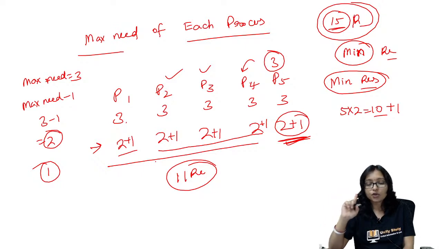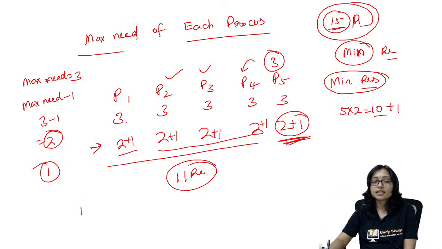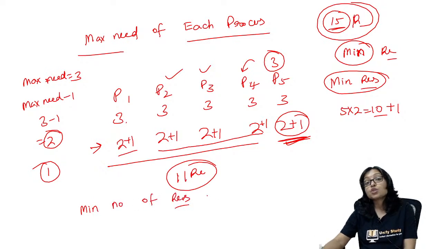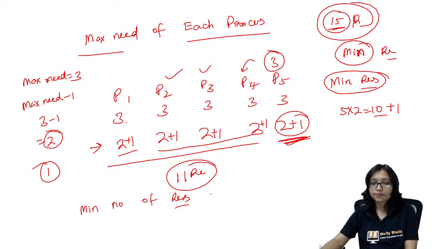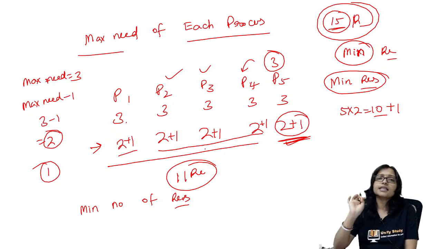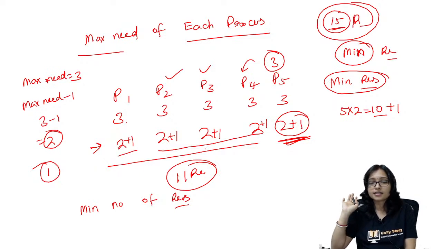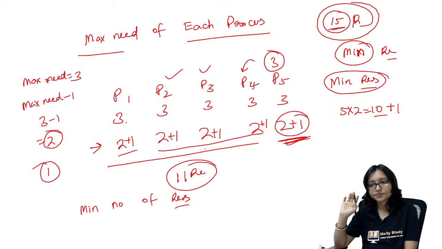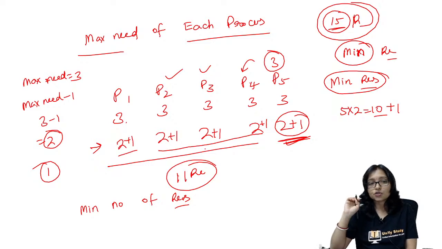This is the one question when they are asking the minimum number of resources required so that the system will be deadlock free. And just in this way you have to do the answer. Is it clear? Is it clear to everyone?